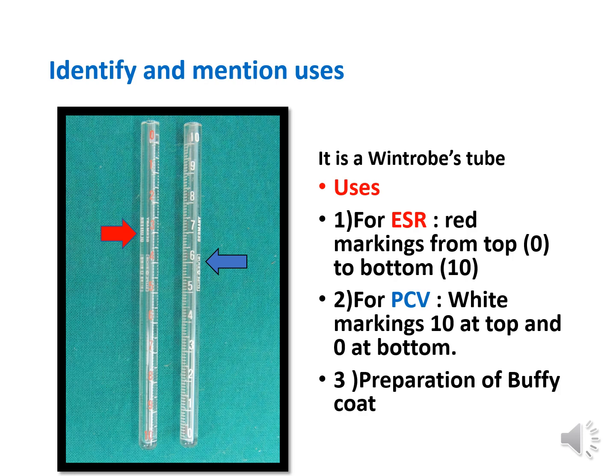For ESR, the markings are from top 0 to 10 at the bottom, while for PCV, it is reverse markings, top at the 10 and it is white colored and at the bottom you have 0. This tube also can be used for the preparation of Buffy coat, which we need for some special investigations like identification of parasites, concentrations, then certain subleukemic leukemias, LE cell phenomena, and so on.